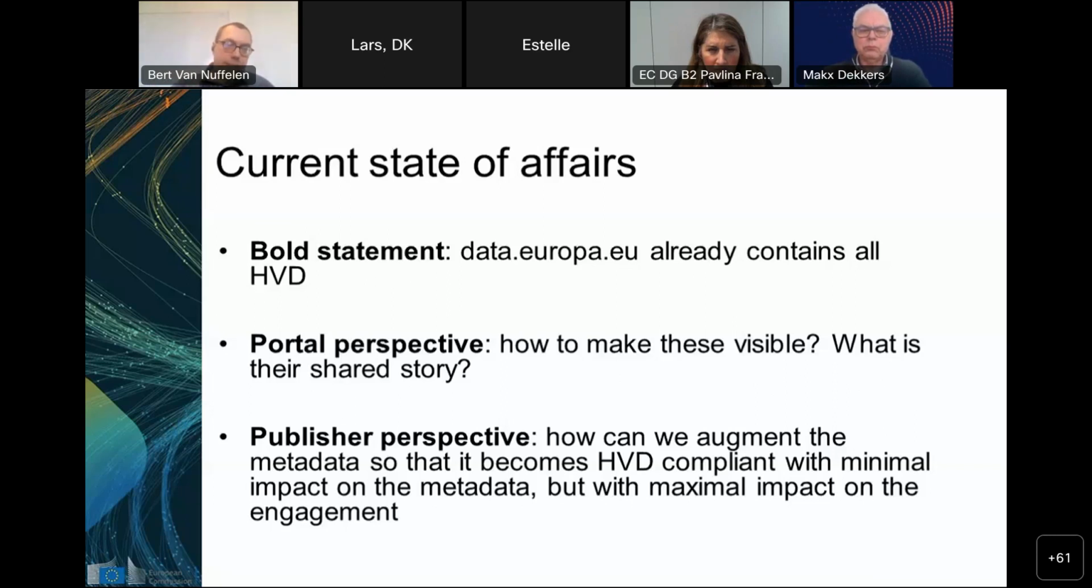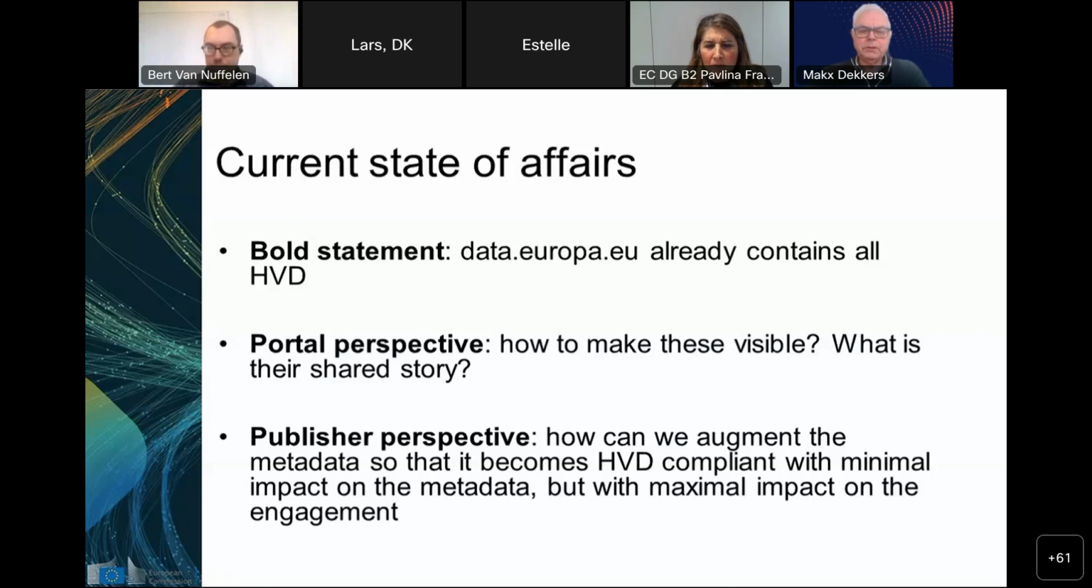And on the other side, on the publisher side, how we can transform or add something to the metadata so that it becomes high-value datasets compliant without impacting the current practices too much, but with maximal realization, towards the reporting and towards the compliancy.